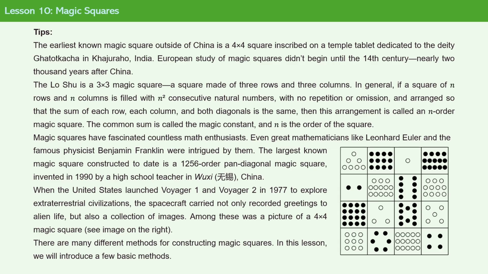When the United States launched Voyager 1 and Voyager 2 in 1977 to explore extraterrestrial civilizations, the spacecraft carried not only recorded greetings to alien life, but also a collection of images. Among these was a picture of a 4x4 magic square. There are many different methods for constructing magic squares. In this lesson, we will introduce a few basic methods.